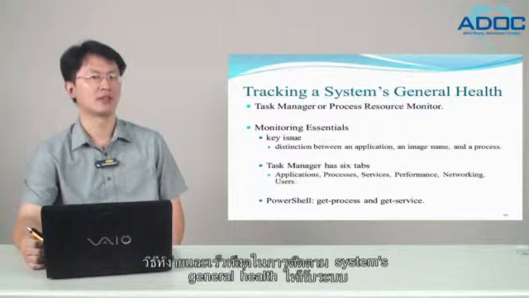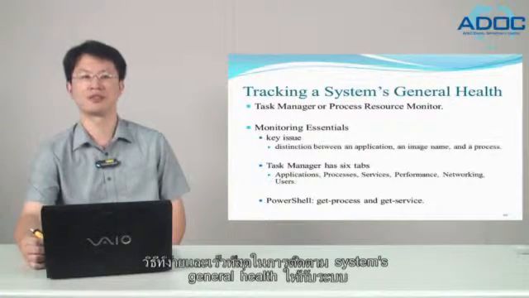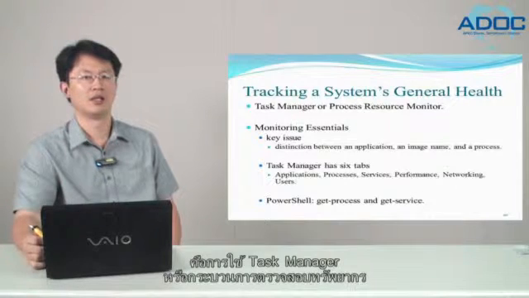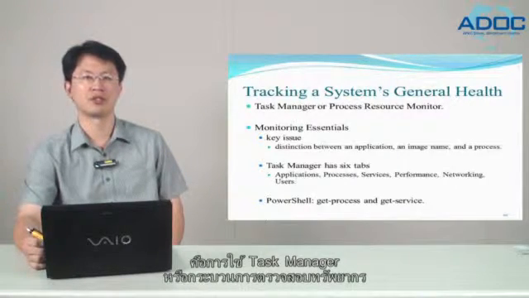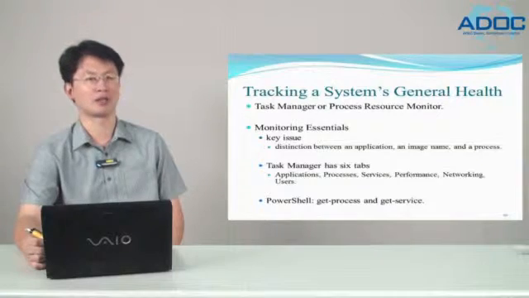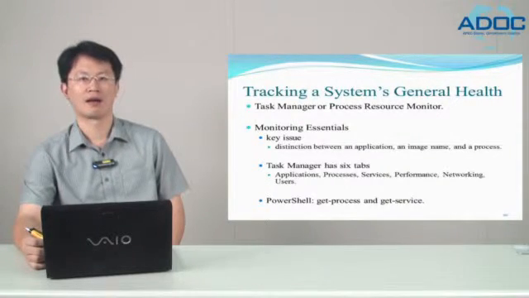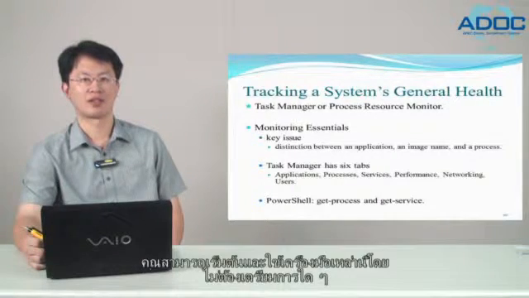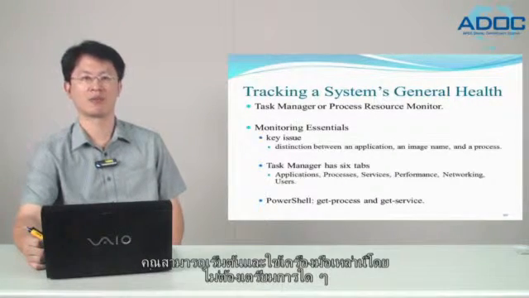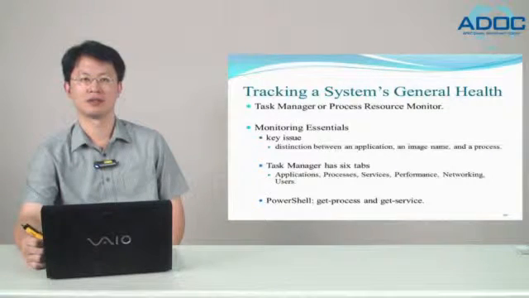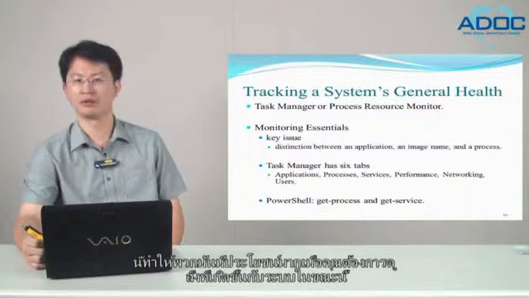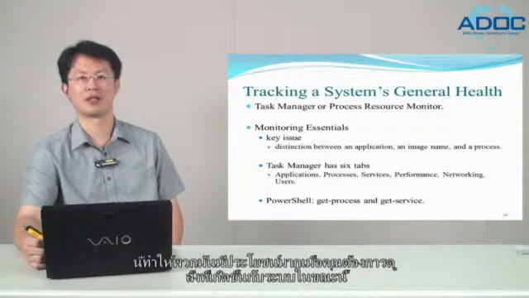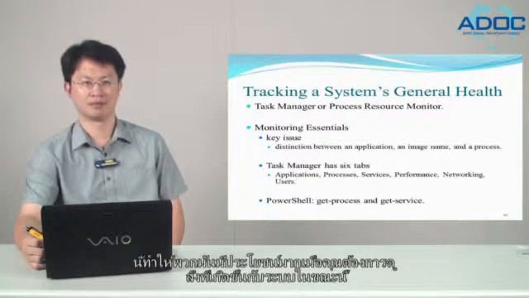The fastest, easiest way to track a system's general health is to use Task Manager or Process Resource Monitors. Unlike some of the other performance tools, they require no preparations before you can use them. You can start and use these tools without any preparation. This makes them very useful when you want to see what's going on with the system right now.